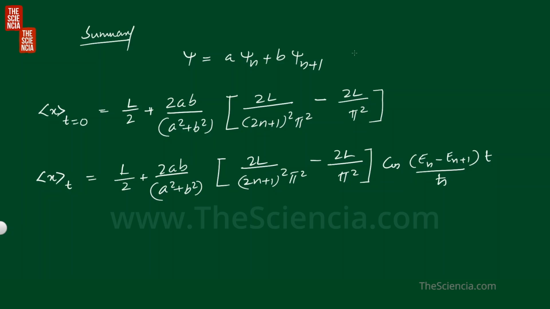And here I tell you one more thing. If this wave function is normalized, then a square plus b square will be equal to 1, so this equation reduces to a simpler form. But for any wave function, even if it is not normalized, you can use this equation to find the solution. Because if it is already normalized, automatically a square plus b square becomes equal to 1.